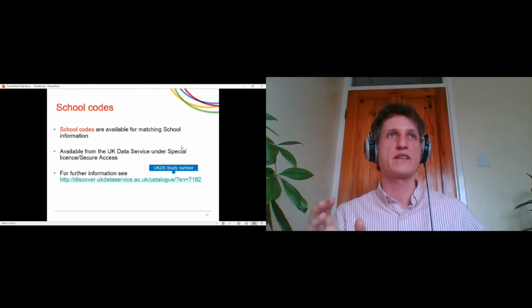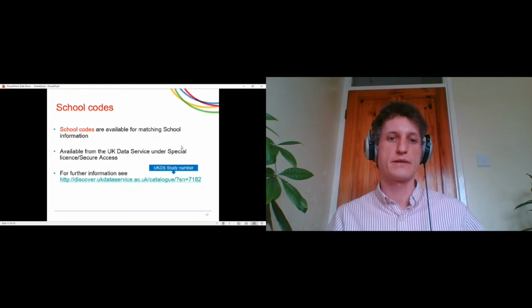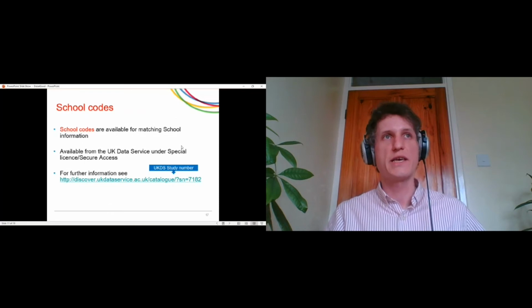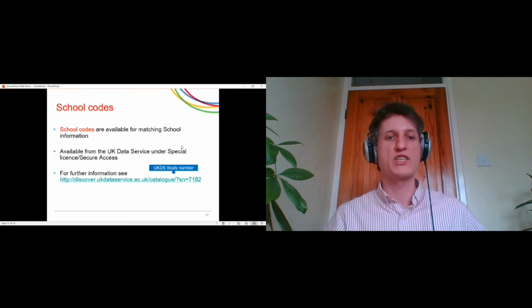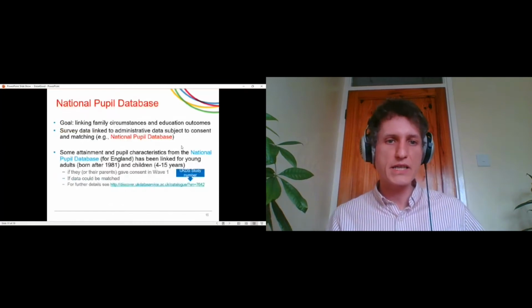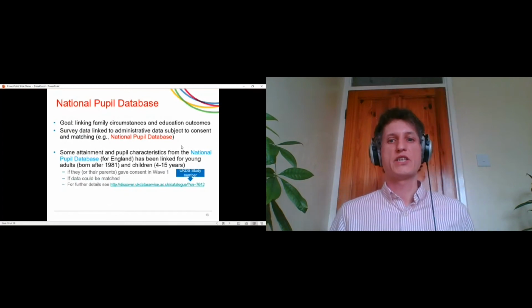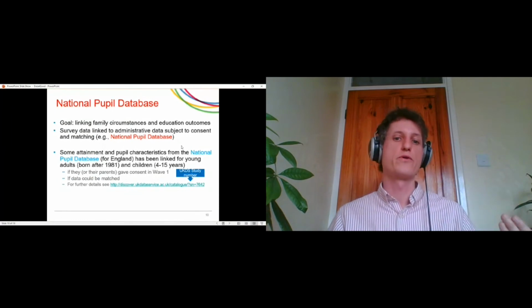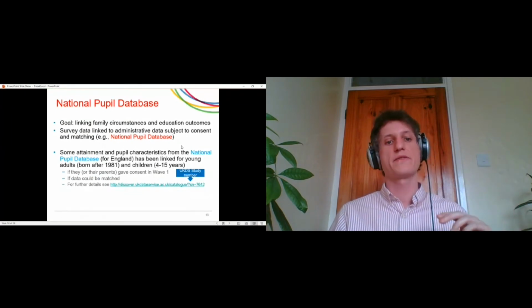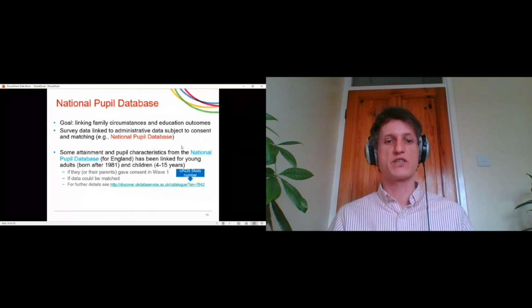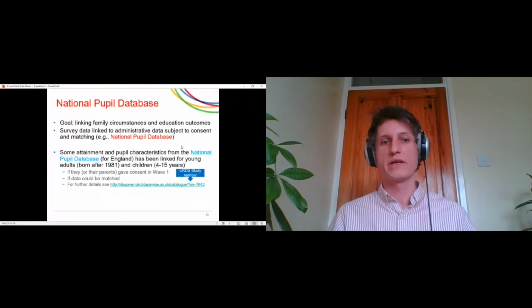Then we have school codes, a similar thing. We just provide you a school code whenever we have it for a child, and then you can link the child to the information about that particular school using the code. And finally, there is the National Pupil Database, and here we did the linking. For those children whose parents gave us consent and for whom the matching was possible, you get some attainment and pupil characteristics from the National Pupil Database. And to reiterate, the goal here is to link family circumstances and education outcomes.